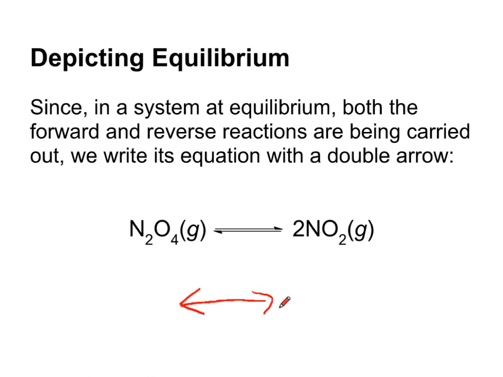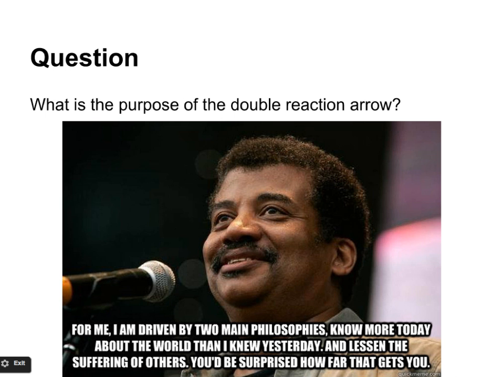But this is just showing that the reaction is going on in both directions. Alright, your question for this section: what is the purpose of the double reaction arrow?